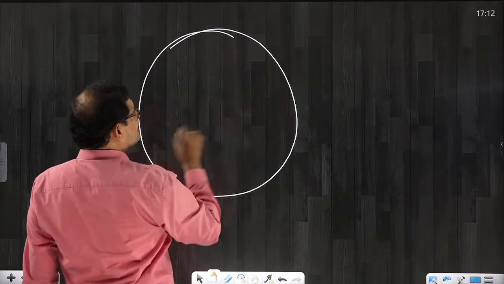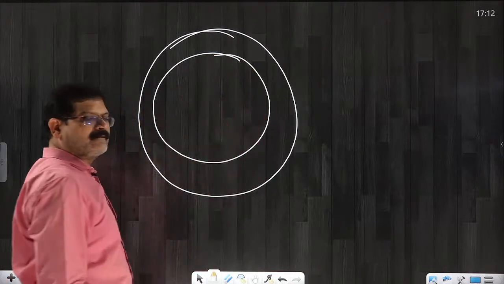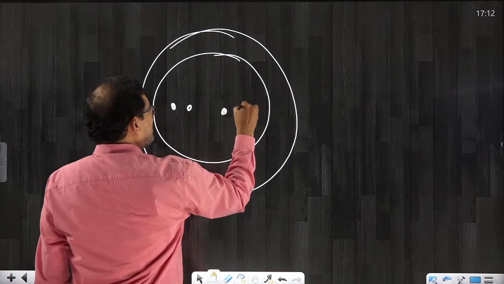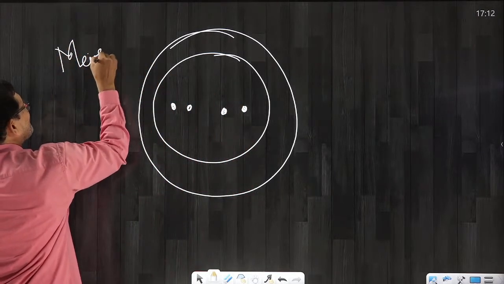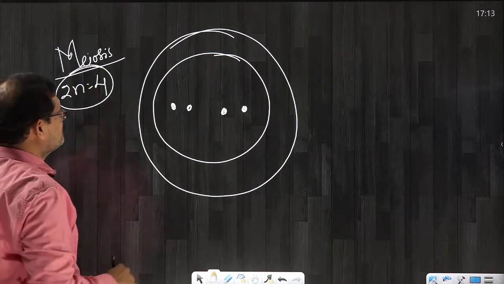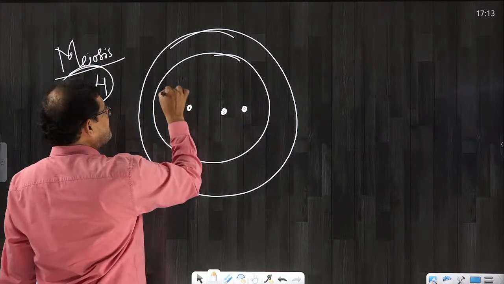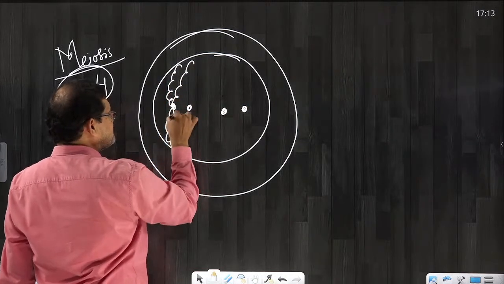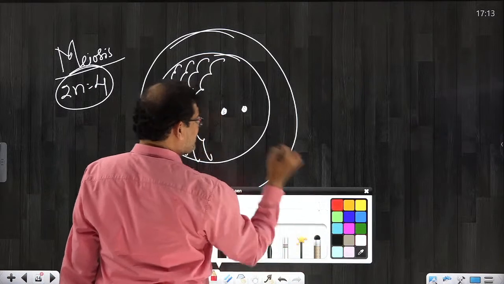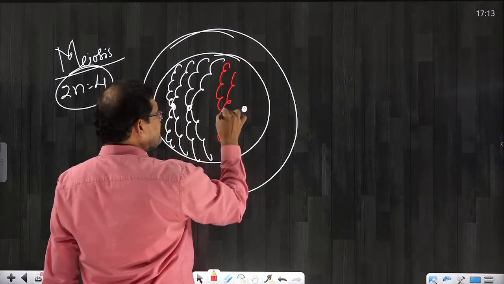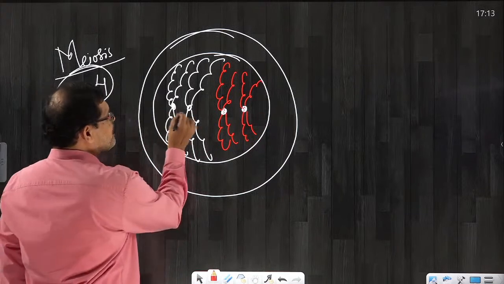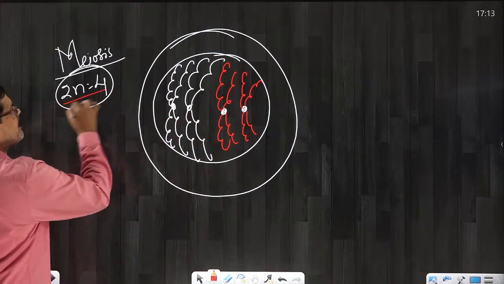This is a cell, and inside you find the nuclear membrane. It has chromosomes. How many are there? This is meiosis, a reduction division. Take 2n equal to 4 chromosomes. This is one pair, and this is another pair. That is 4 chromosomes. These two are the same, and these two are the same.